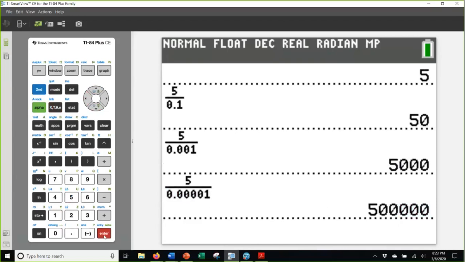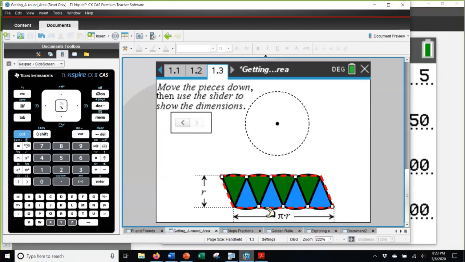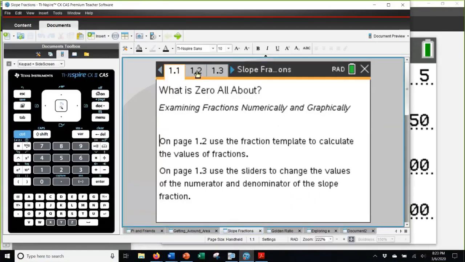And you can see that as the denominator is getting smaller, our result is getting larger. So even though we get a cannot calculate error message when we do 5 divided by 0, we can see that this is getting larger, larger, larger, so we can imagine that this is going to infinity. Let's jump over to the TI-Nspire and see what that one does.